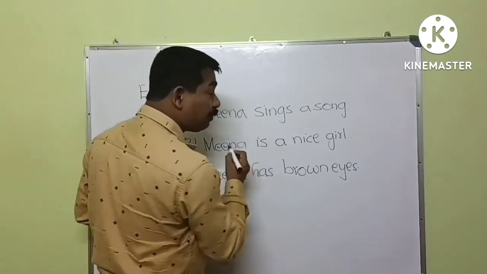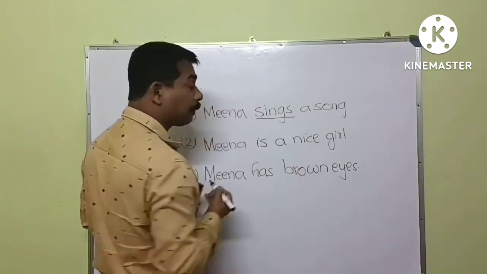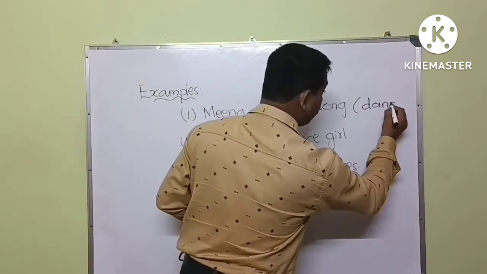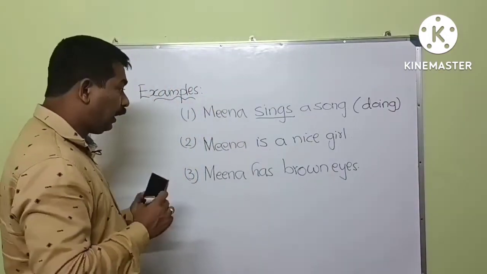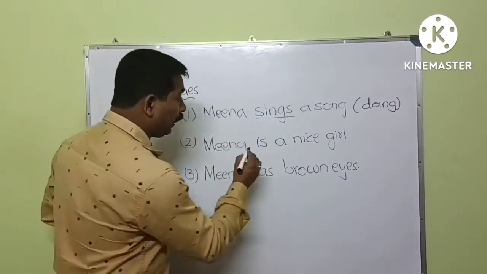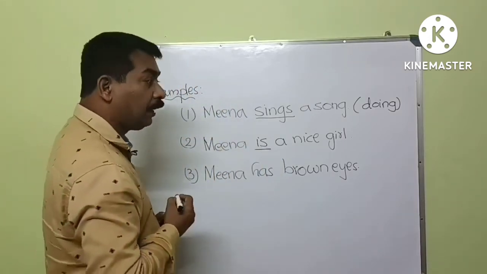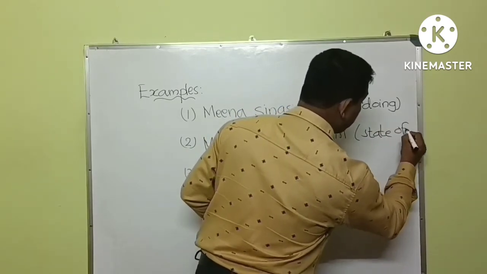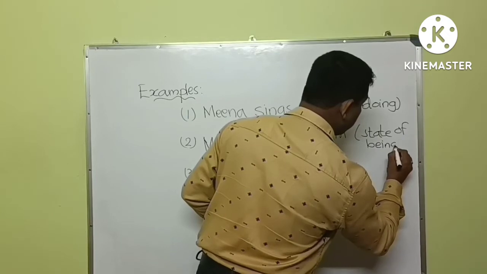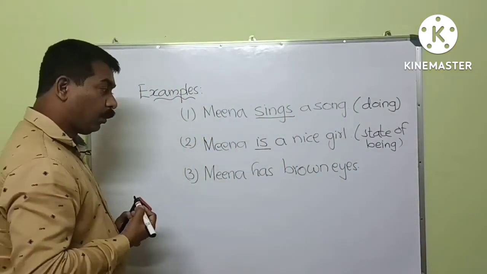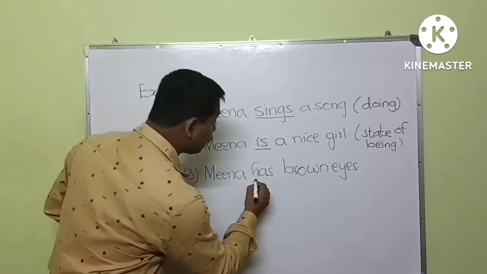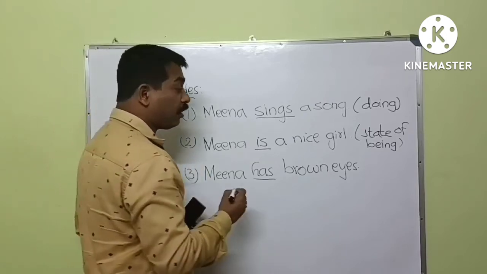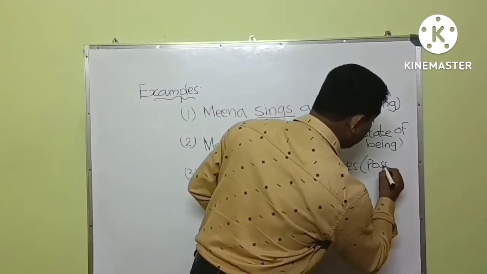In the first example, let me underline the verb sings. It expresses the doing. In the second example, is is the verb. It expresses the state of being. In the third example, has is the verb. It expresses the possession or ownership.